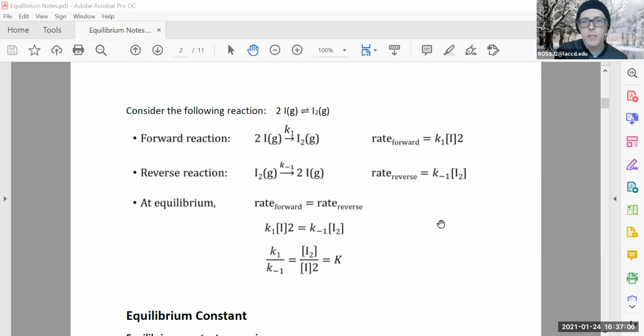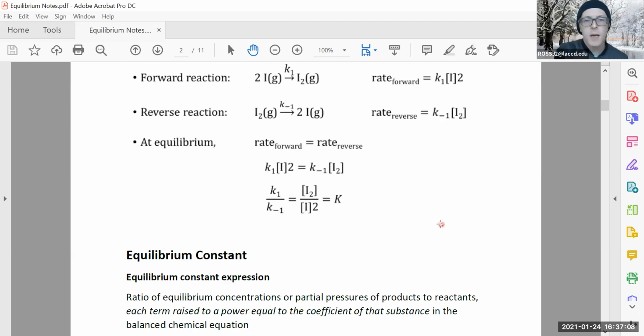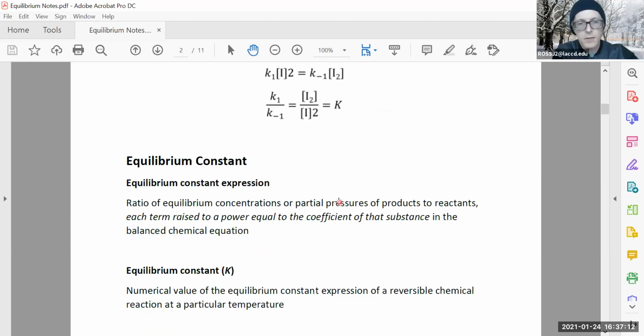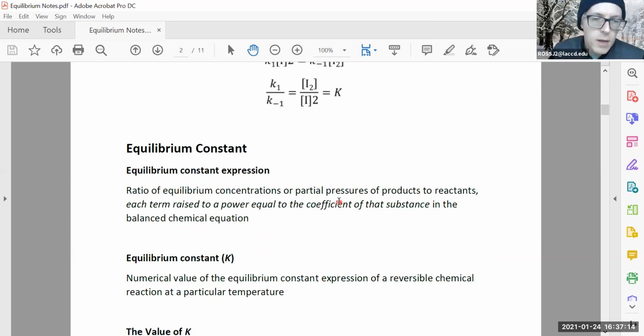Okay, so let me get my scrolling icon ready. Okay, so we've seen an equilibrium constant, so let's spend a few minutes looking at that. So equilibrium constants look at ratios. We've looked at ratios of concentrations.